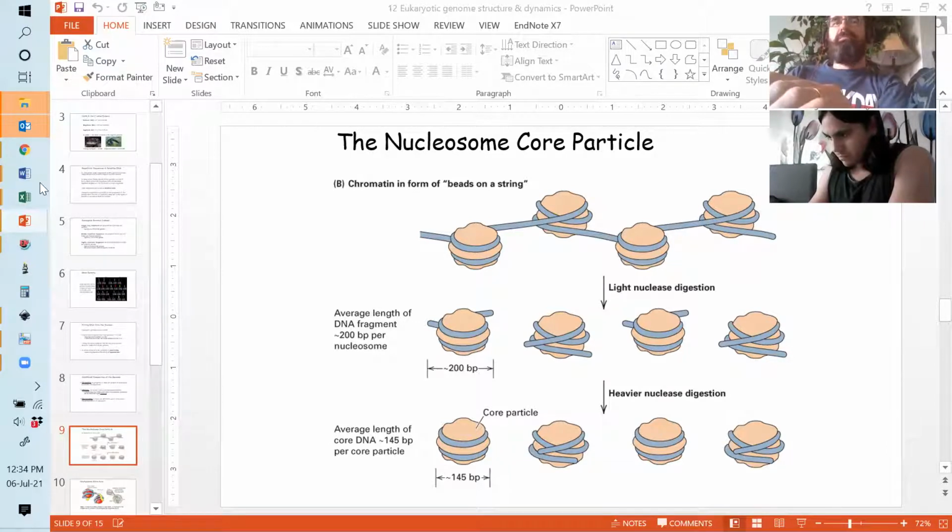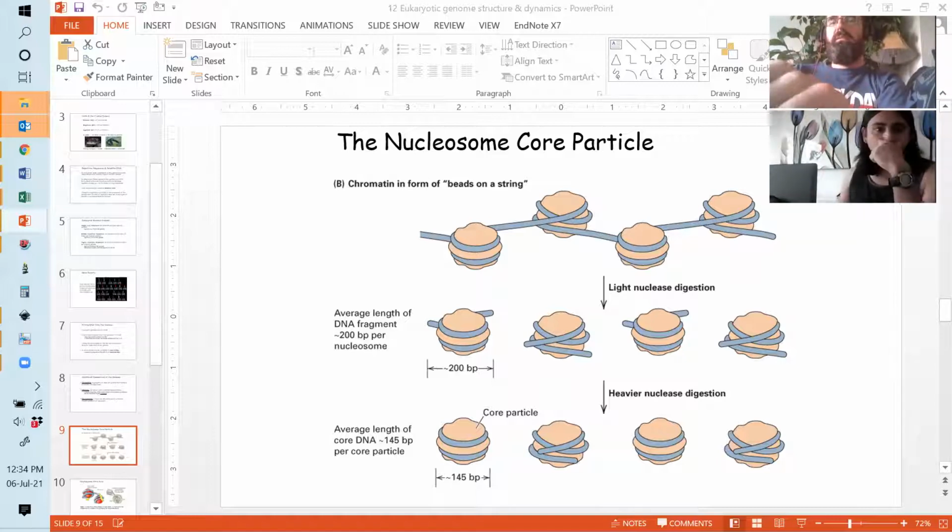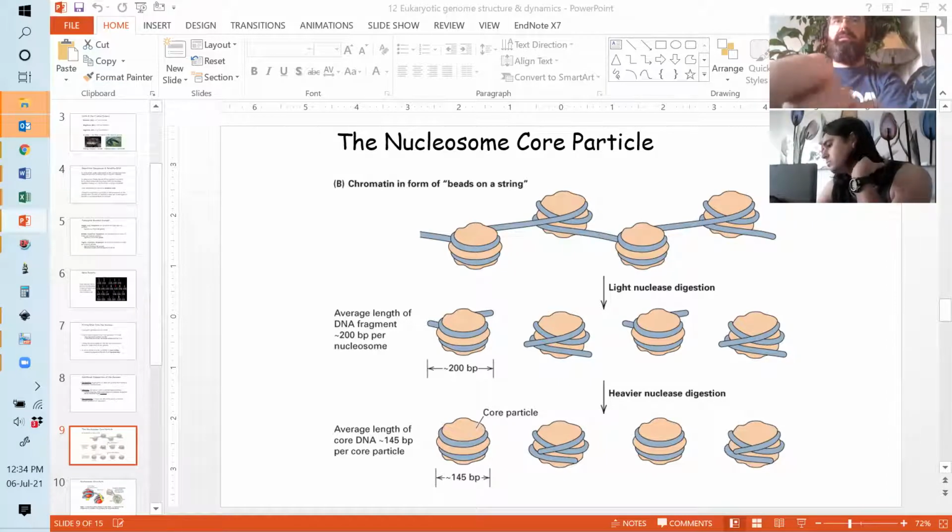Right. And so a nucleosome basically equals around 200 base pair of DNA plus 9 histone proteins. 4 pairs in the core particle, plus 1 histone 1 outside.